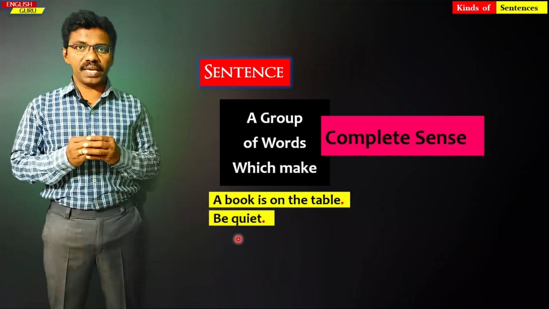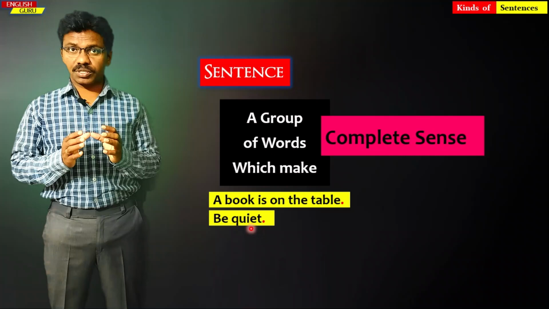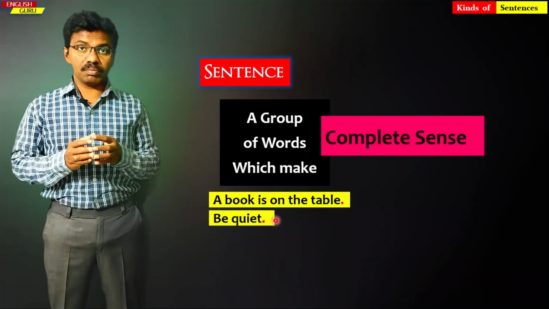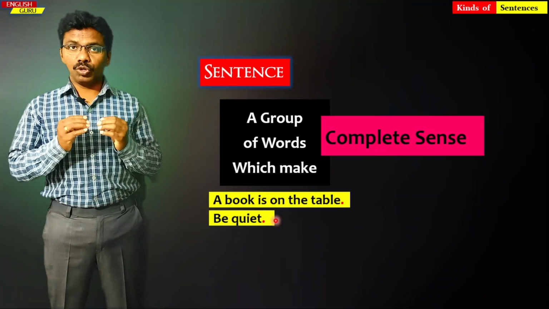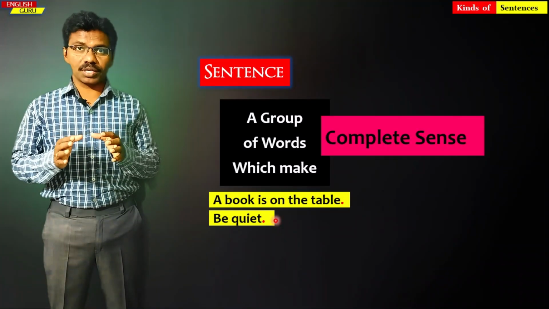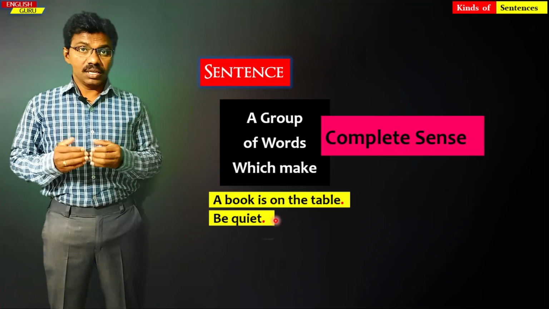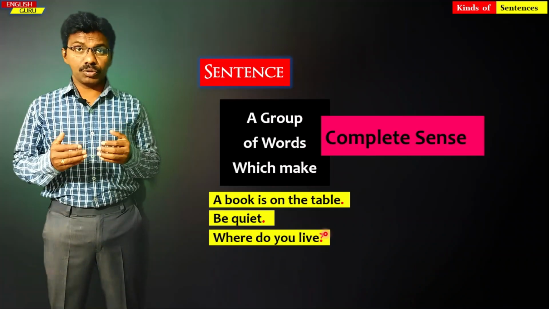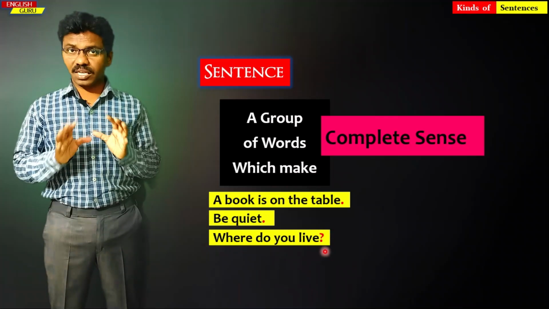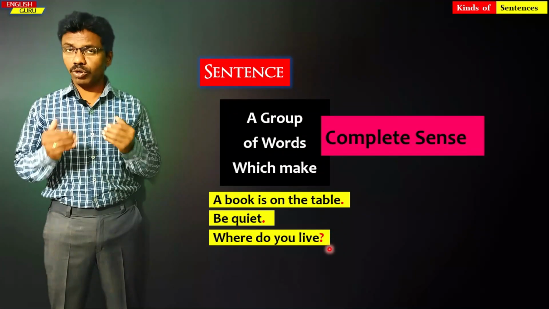In the next one, be quiet. Only two words. It seems as if it's a phrase, but it is also a sentence. So here the subject you is understood in the context. So it is also a sentence. In the next one, where do you live? It's a question. So it is also giving a complete sense, complete meaning. So it is also a sentence.